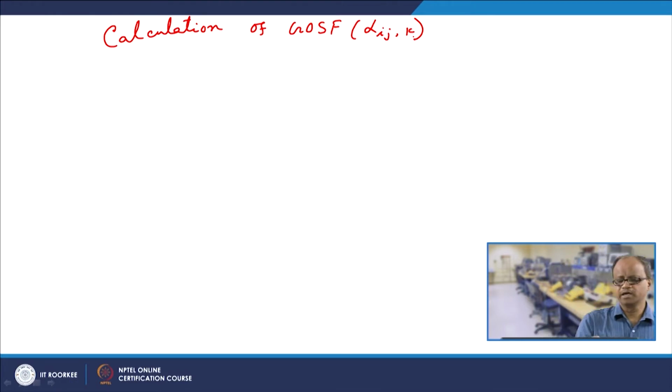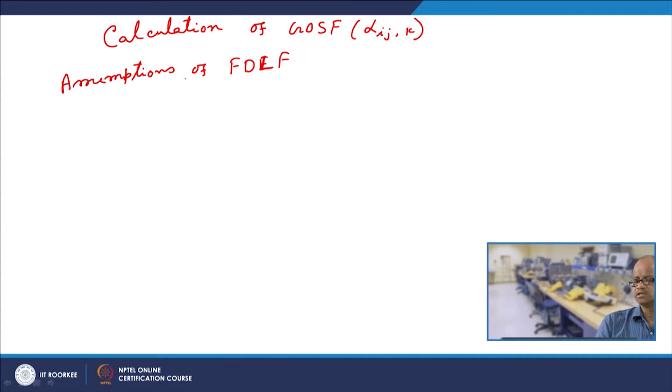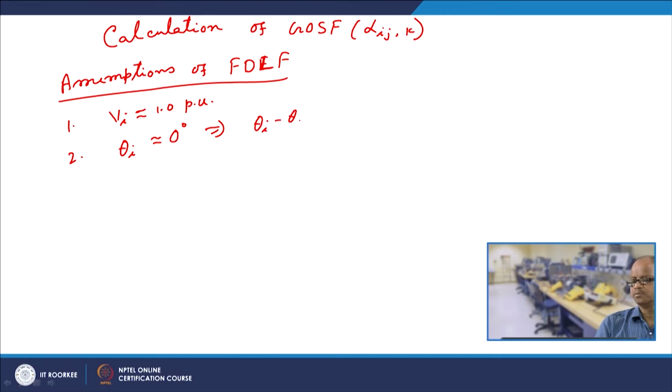Now, for this we need to recollect the assumptions of FDLF. What were the assumptions of FDLF? One assumption is that all Vi is almost equal to 1.0 per unit, and another assumption was essentially that all theta I is 0 degree. So then theta I minus theta j is also 0 degree, right. Of course, they are not 0.